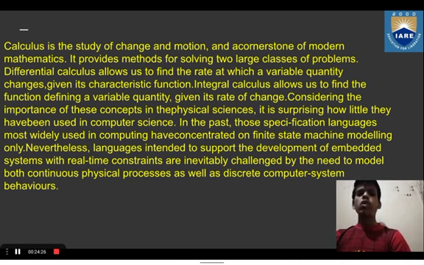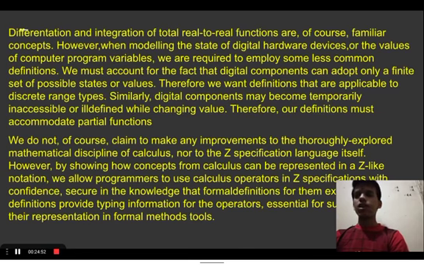In the past, those specification languages most widely used in computing have concentrated on finite state machine modeling only. Nevertheless, languages intended to support the development of embedded systems with real-time constraints are inevitably challenged by the need to model both continuous physical processes as well as discrete computer system behaviors. Differentiation and integration of total real-to-real functions are, of course, familiar concepts.